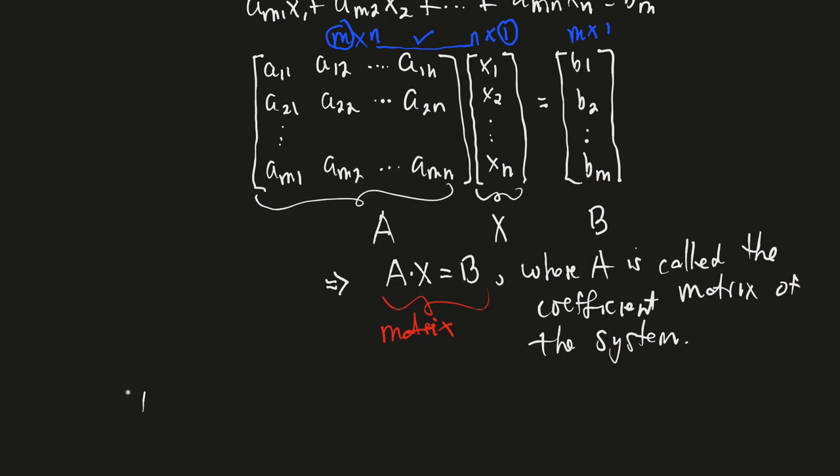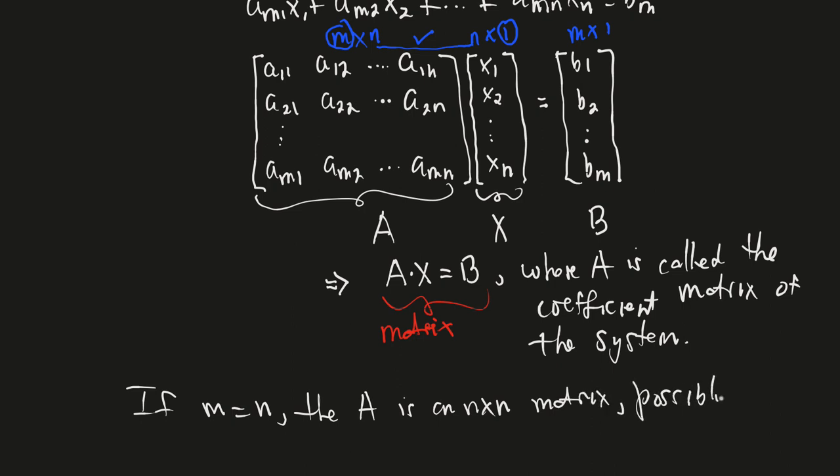So if m is equal to n, right, then A is an n by n matrix. It's a square matrix, right? Possibly invertible. Now, why would the invertibility of this matrix be helpful? Well, look at it this way. Now, let's assume. So let's say we have our square matrix now, and let's say it is invertible.